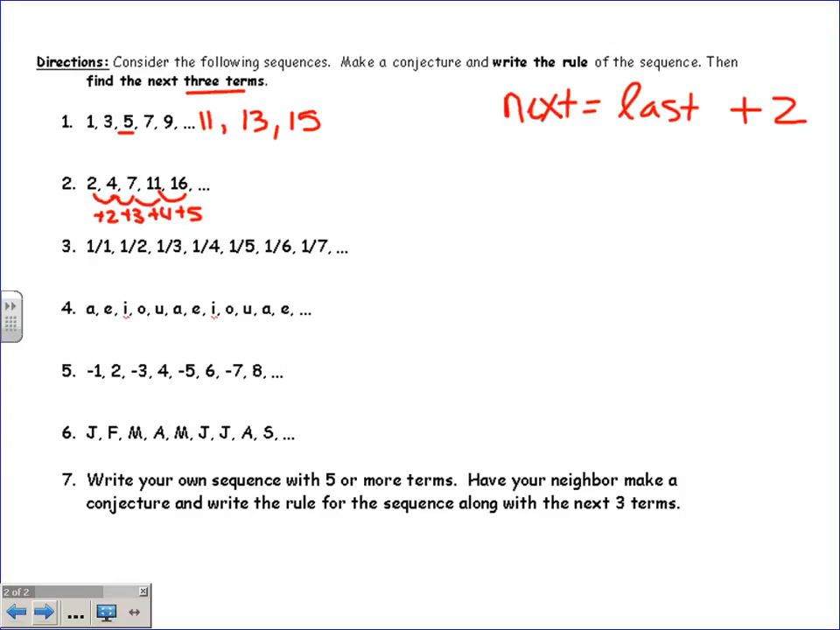What do you think? Next equals last plus 1 each time. Yeah, it's kind of tough to describe it, isn't it? So here's what I'm going to write.